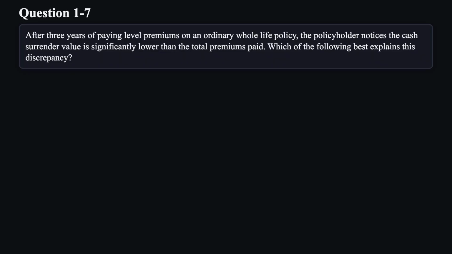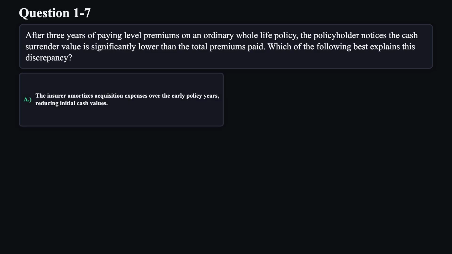Question 7. After 3 years of paying level premiums on an ordinary whole life policy, the policyholder notices the cash surrender value is significantly lower than the total premiums paid. Which of the following best explains this discrepancy?